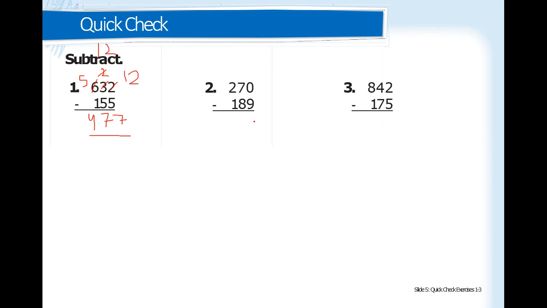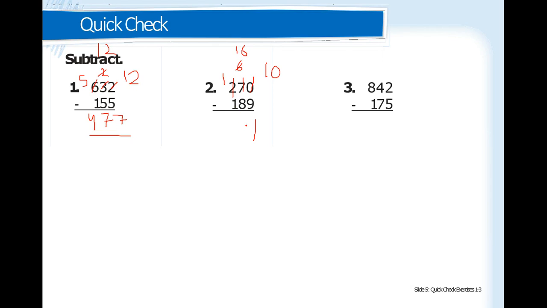270 minus 189. Since we have more on the floor, we need to regroup by moving to the next door and cross 7 to become 6 and 0 to be 10. 10 minus 9 equals 1. 6 minus 8, it's not going to work. We need to move to the next door to cross 2 to become 1 and 6 to become 16.